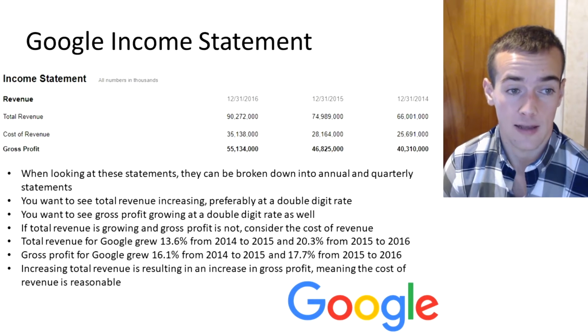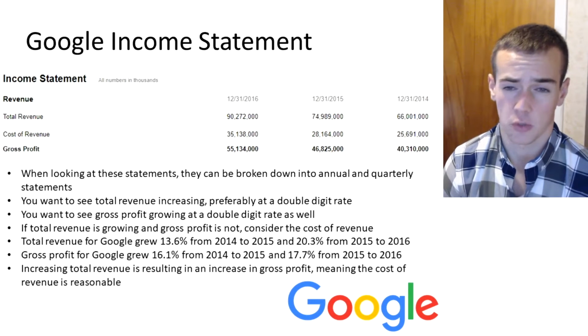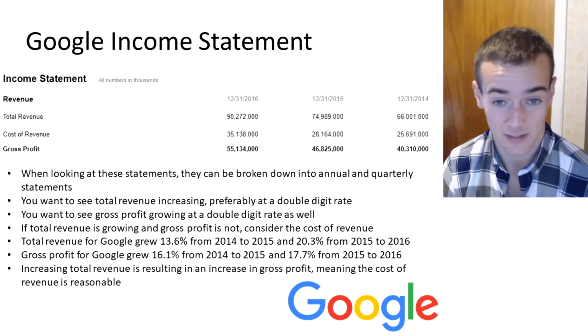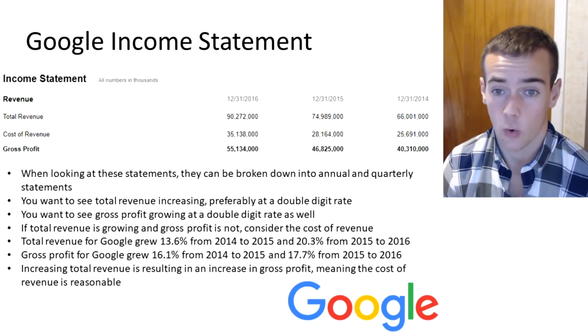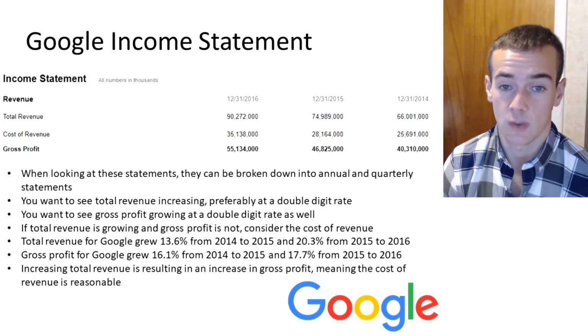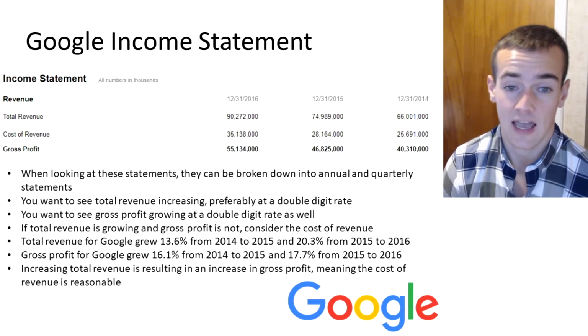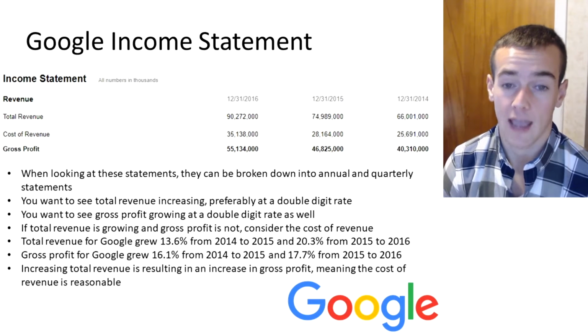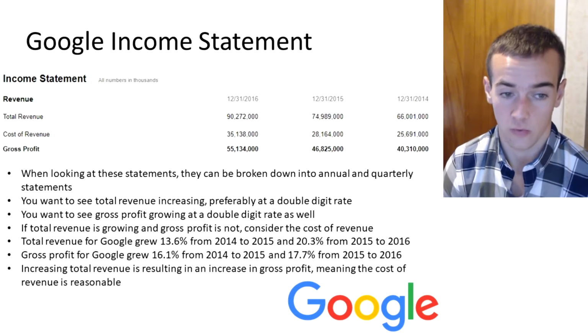Now, do remember that, as you can see on the top here, all numbers are in thousands, but I'm just going to read them as they are just for the sake of not confusing myself, to be honest with you. But looking at this here, we see total revenue for 2014 at $66 billion. We see total revenue for 2015 at just about $75 billion, and then for 2016 over $90 billion. So we are seeing consistent growth of total revenue.